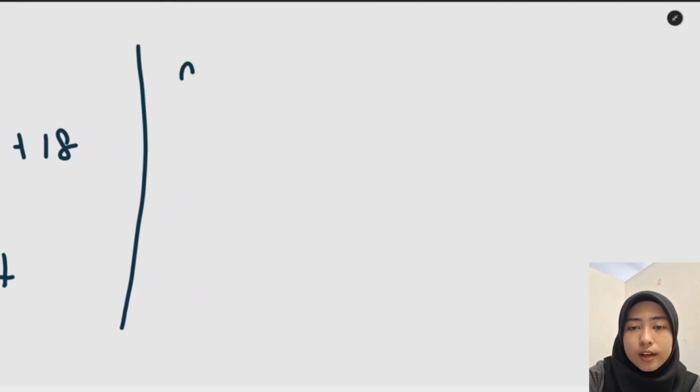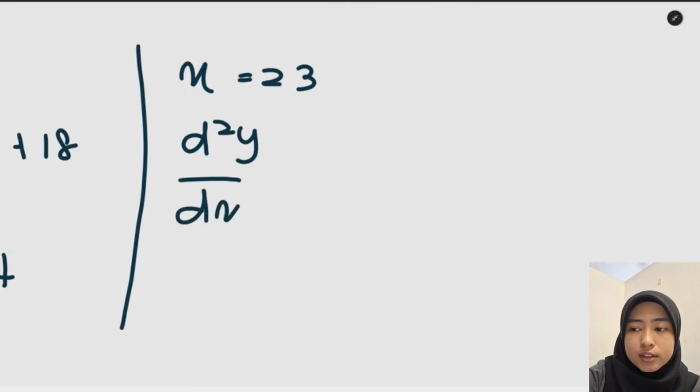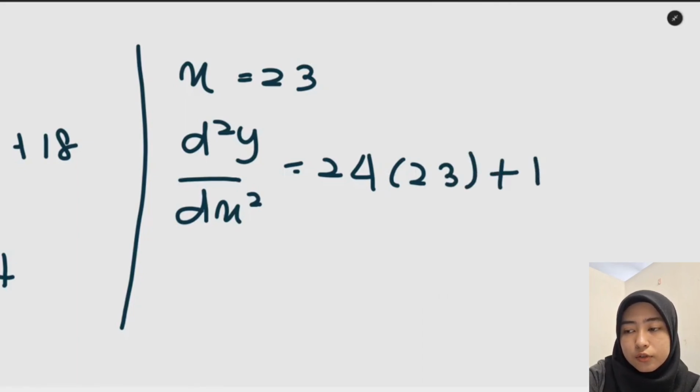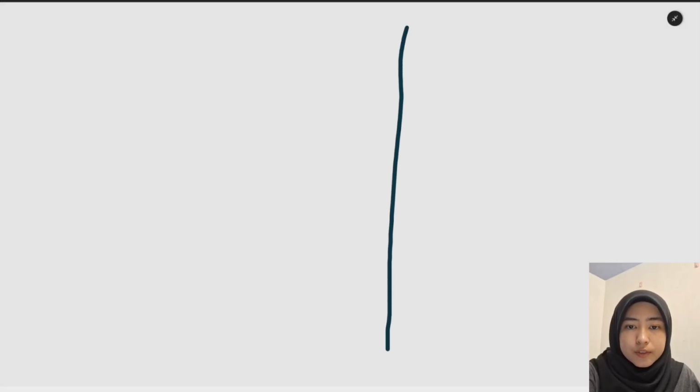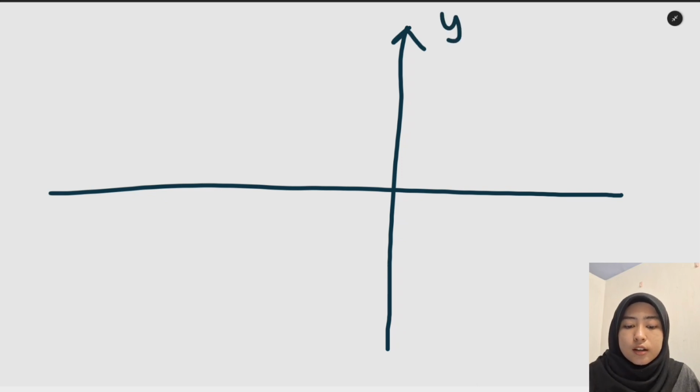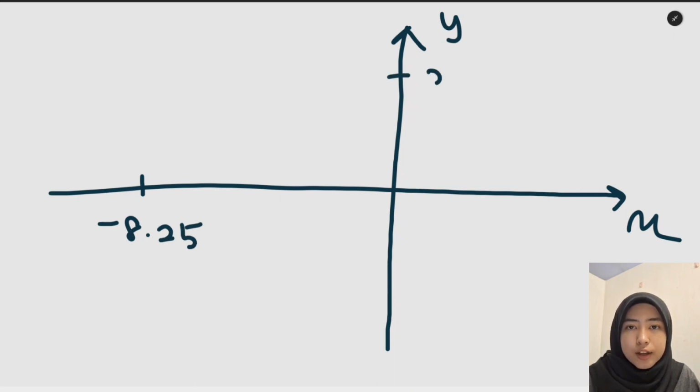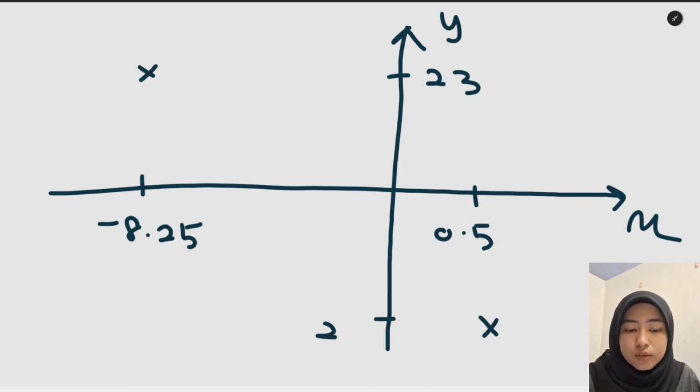Next, we will find our x2, which is 23. We put it in our d squared y over dx squared, and that will be 24 times 23 plus 18. Calculate it all, and then we will get 570, and that will be our minimum point. Sketch the graph of the curve. So this is our graph. So 0.5 and negative 8.25 is our x1 and y1 point, and 23 and negative 2 is our x2 and y2 point.